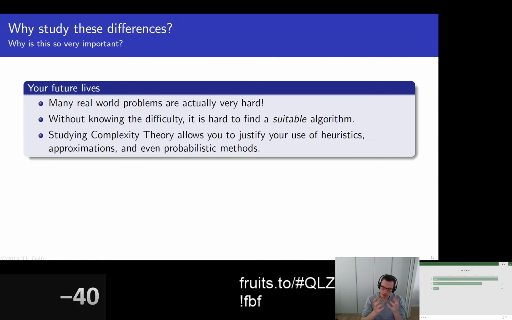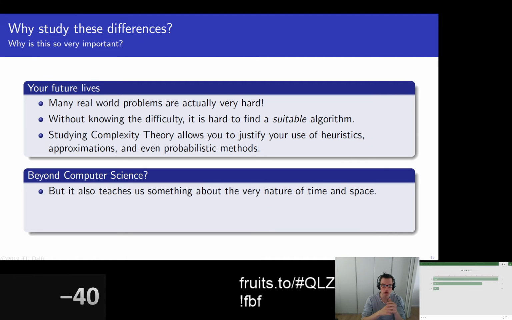So knowing something about the difficulty allows us to find a suitable algorithm. And the suitable algorithm could be, don't bother trying to solve it exactly, use an approximation instead. But beyond that, I believe that studying complexity theory teaches us something that is beyond just computer science. It teaches us something about the very nature of time and space in a way that physics couldn't. It might even teach us something about the nature of human intelligence, but more on that later.